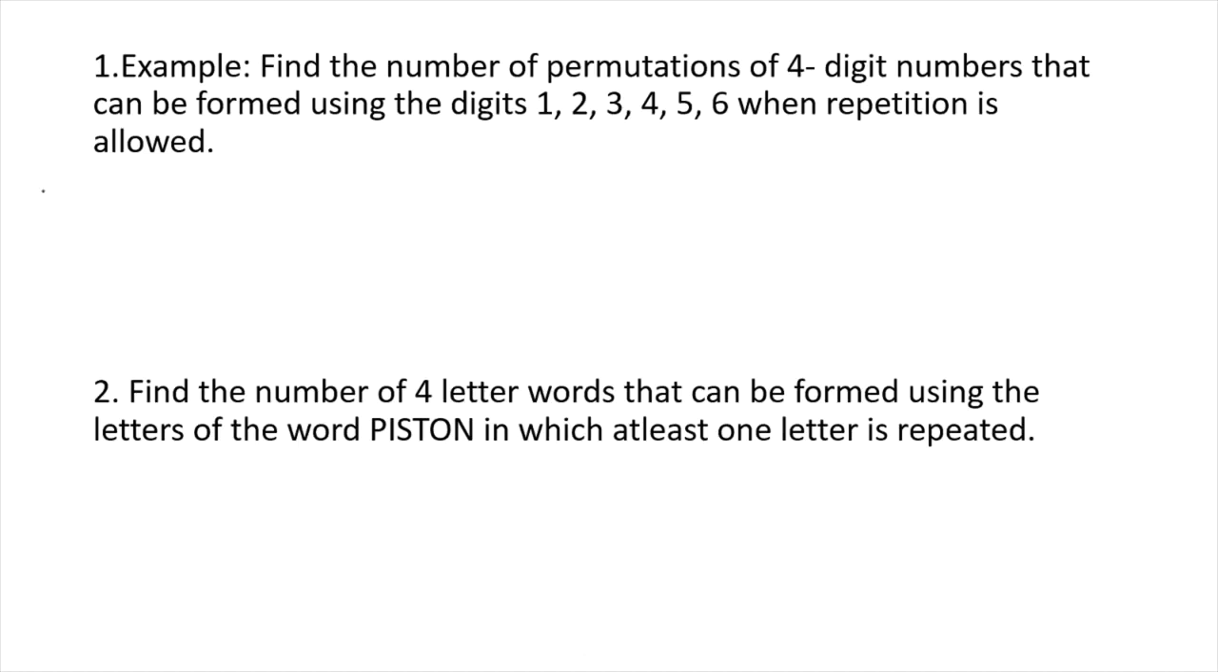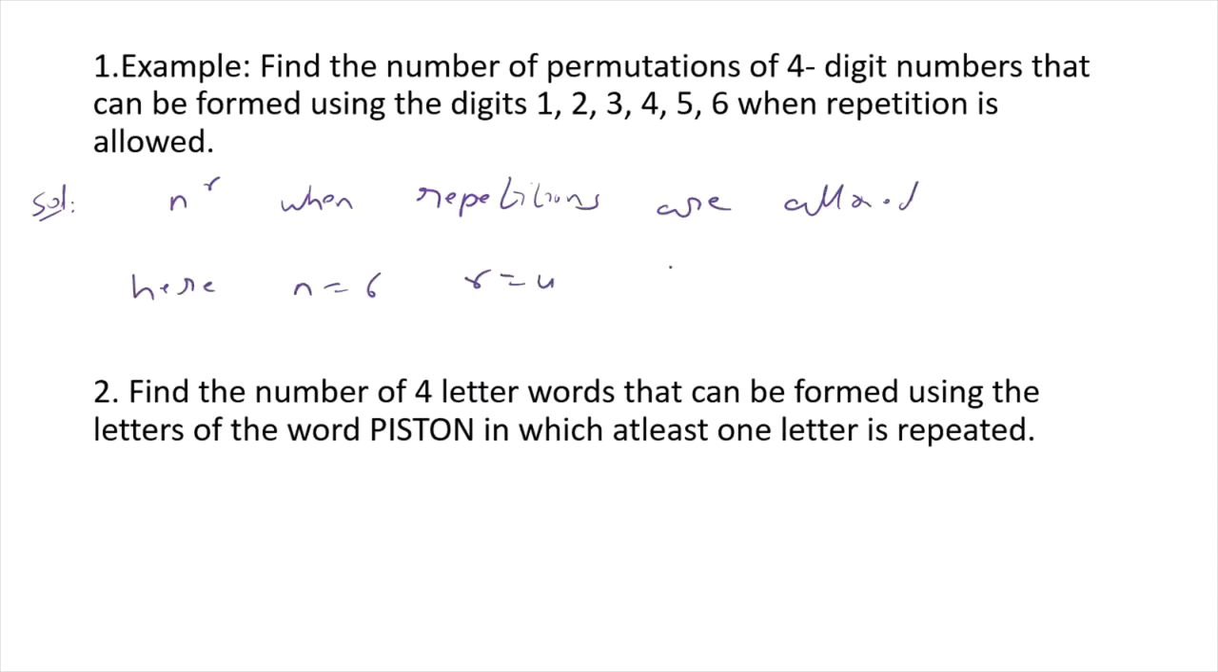So what is the solution for this one? The number of permutations of n distinct objects taken R at a time when repetitions are allowed is n raised to R. So here n is equal to 6 and R is equal to 4. Therefore the answer is 6 raised to 4.